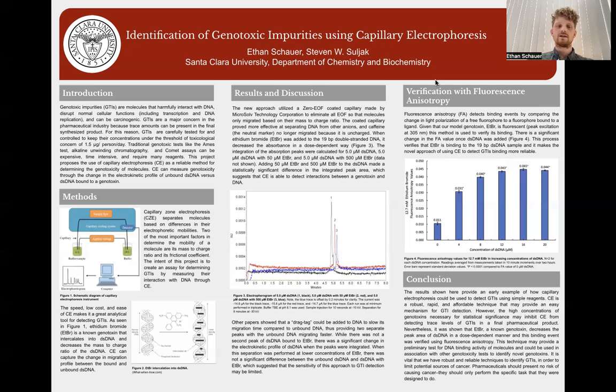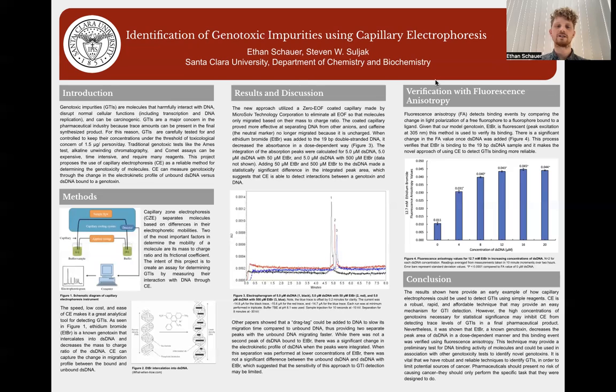When the peaks were integrated using software, the results showed a significant decrease in absorption when the concentration of ethidium bromide increased. Additionally, these results were verified using fluorescence anisotropy, which is a common technique used to detect binding events between fluorescent molecules. Other papers had shown ethidium bromide could be seen intercalated into double-stranded DNA using fluorescence anisotropy, and the results were confirmed in Figure 4.